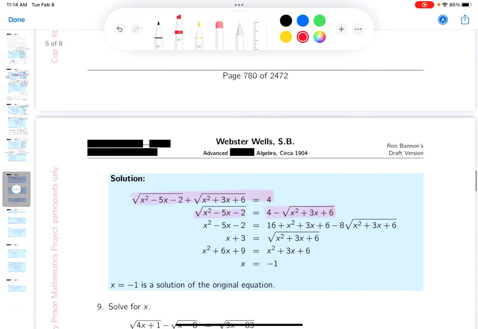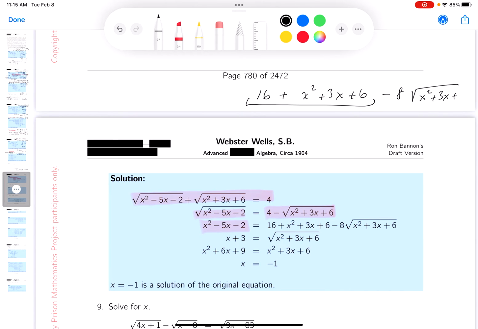Then, of course, what happens over here, I have to square both sides. Well, the left side's really easy to square. Let me just review how to square the right side. What's that going to be? Well, it's going to be 4 squared, which is 16. I'll put this down. And then when you square that radical, I'll write that down for you. That will be x squared plus 3x plus 6, right? So I squared the first term and last term, and then minus 8 of those radicals now. And that's going to be x squared plus 3x plus 6, all right?